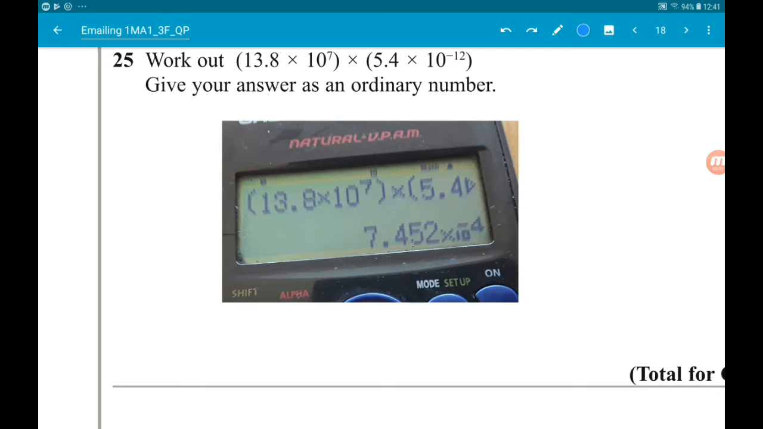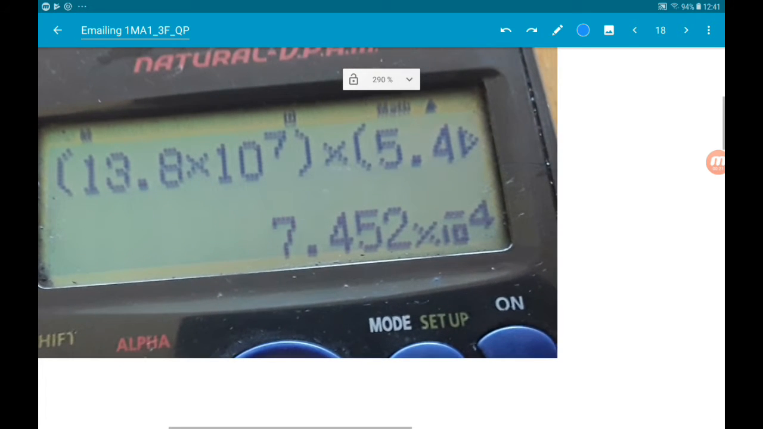Okay, number 25 wants us to work out 13.8 times 10 to the 7 times 5.4 times 10 to the minus 12, giving our answer as an ordinary number. So work it in your calculator exactly how it stands, then you should get 7.452 times 10 to the minus 4. So that's in standard form.